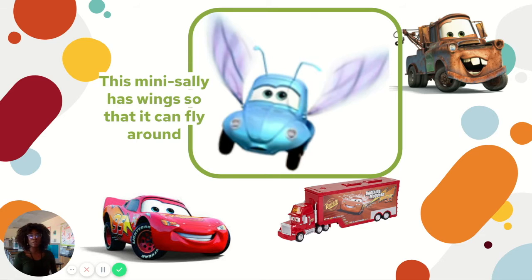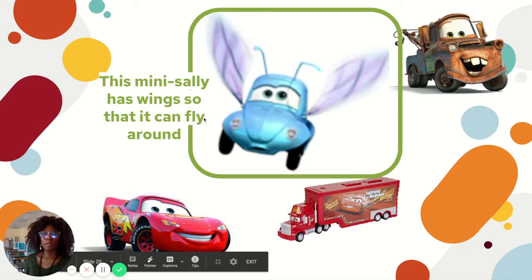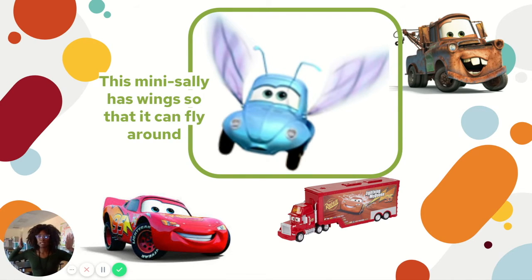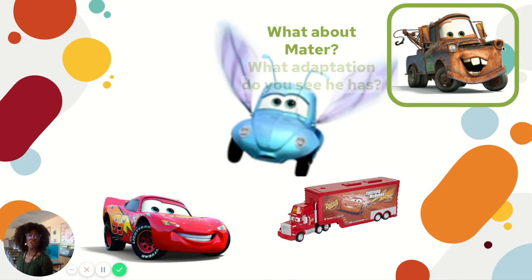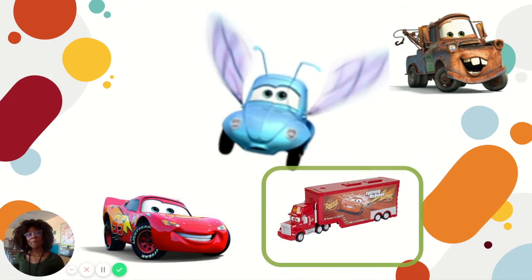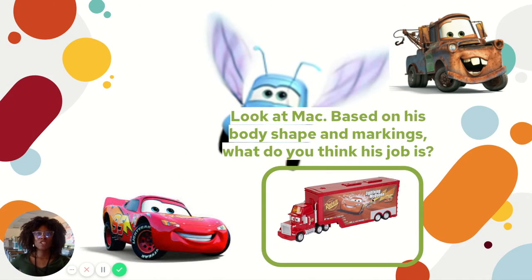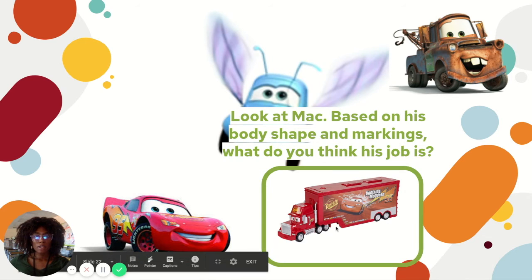While this bug right here, or this car, is a bug, and this little bug, it has wings. And so we look at the wings, we can see no other cars have wings, right? But this one does. So we know that it has those wings. It's adapted for flight. Its adaptation allows it to fly. Let's look at Mater over here. What about him? What adaptation do you think that he has? How about this guy, Mac? Look at him. Based on his body shape and his different markings, what do you think his job is?